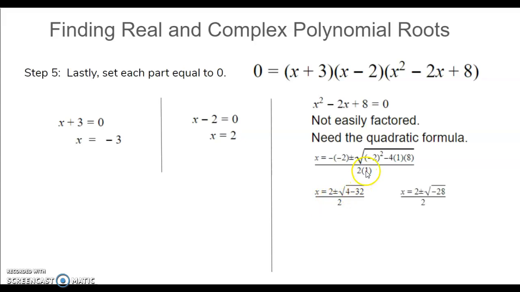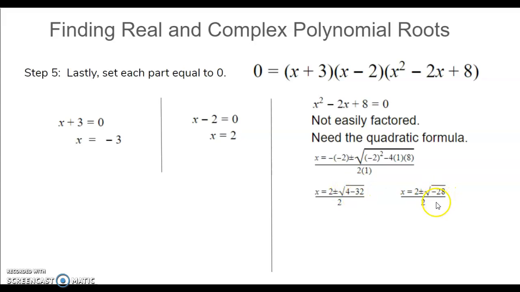We start to simplify this. I'm cleaning up my double negative here, making that a positive 2, plus or minus negative 2 squared. Negative 2 times negative 2 is a positive 4. 4 times 8 times 1 is 32, with a minus sign in between. 4 minus 32 is negative 28.